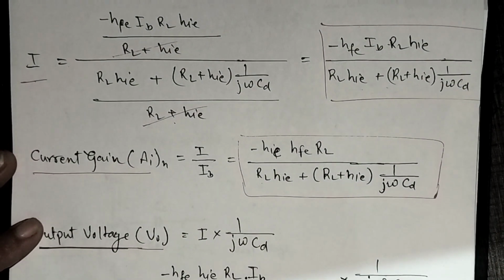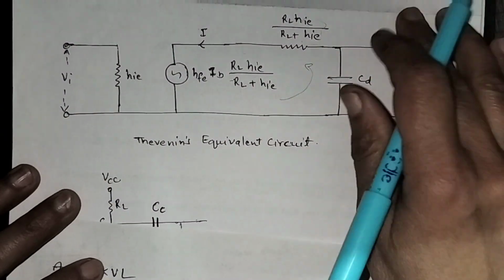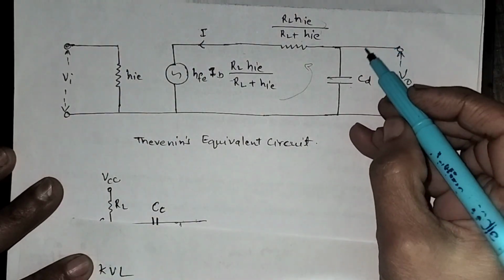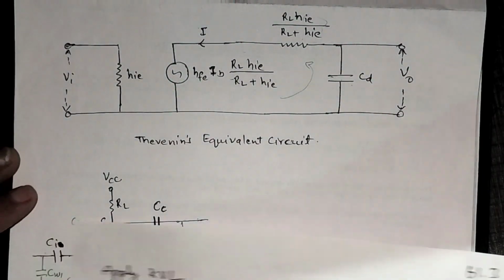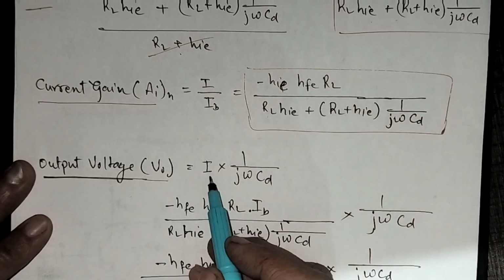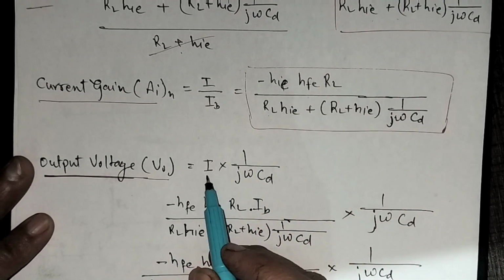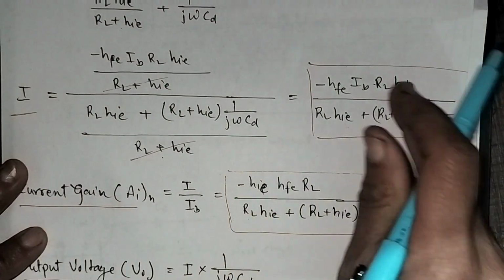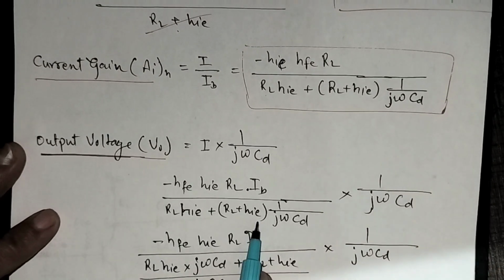Now we'll find the value of the output voltage. How can we find the value of the output voltage? As we can see here, the output is taken through this capacitor. So the value of the output will be the reactance of the capacitor multiplied by the current flowing in this capacitor. So the output voltage will be equal to I multiplied by 1 upon j omega CD. This is the reactance of the capacitor. Now we will put the value of this I from this equation. This is the value of I. We will put it here and the resulting equation will be this one.